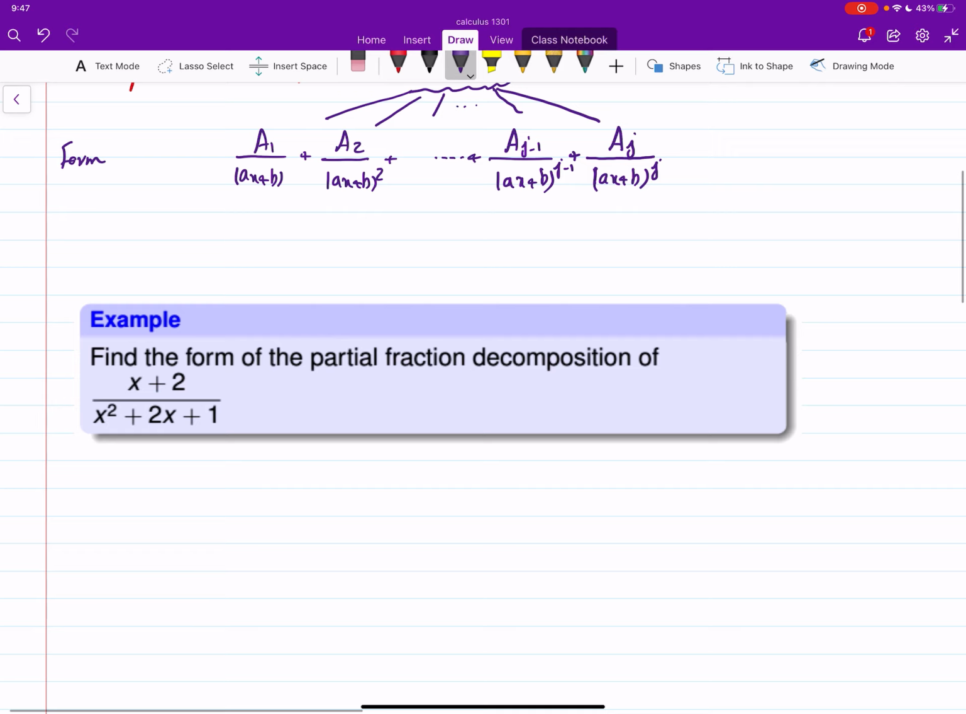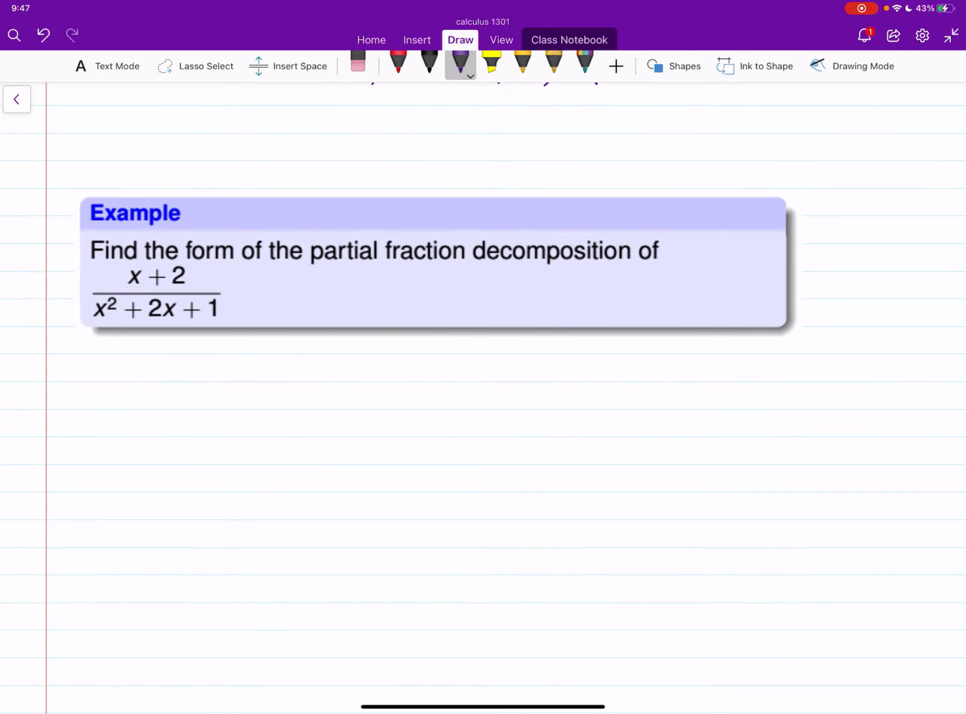So here I have x plus 2 over x squared plus 2x plus 1. As you see, the degree of x plus 2 is less than the degree of x squared plus 2x plus 1. This is very important. If the degree is bigger than or equal, you should not start the partial fraction decomposition. And then when you look at the denominator, this is x squared plus 2x plus 1, which is x plus 1 to the power 2.